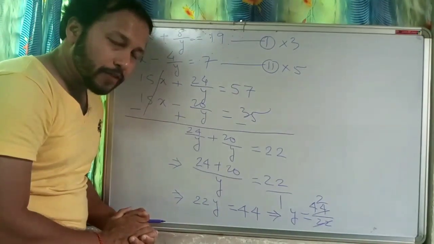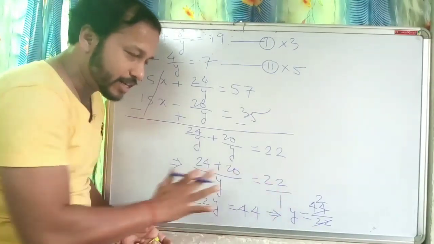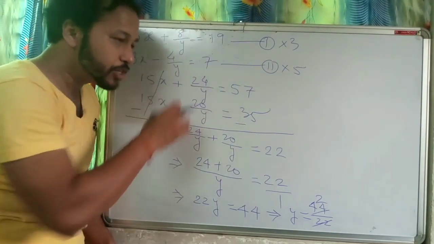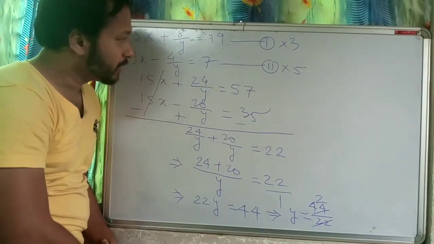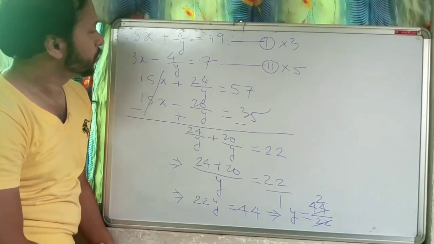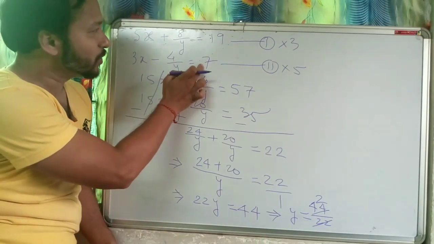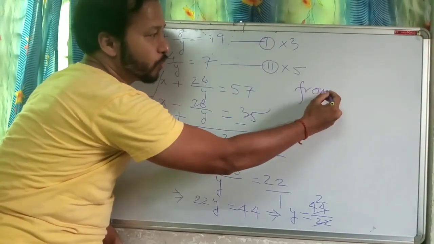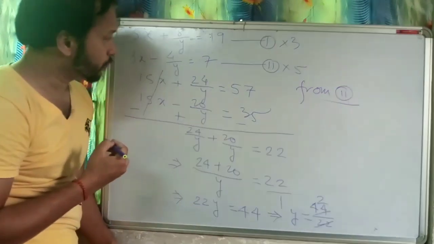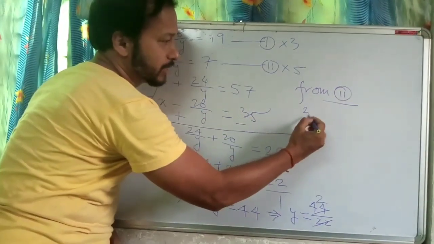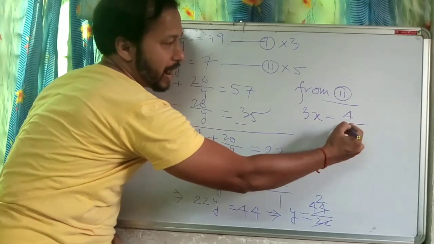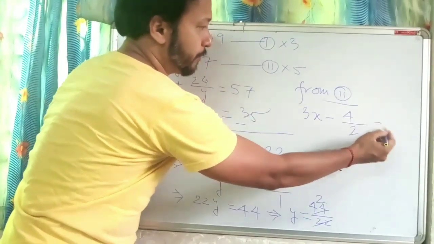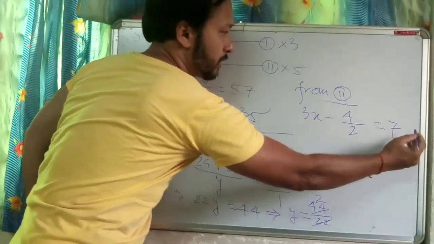After that I told you, after getting y or x, whatever it is, put this value in any of these equations, whichever you find easier. Now which equation is easier for you? This one, no? Because the digits are smaller than this. Let us put it in equation number 2. So from 2, 3x minus 4 by y. What is y? 2, equal to 7.